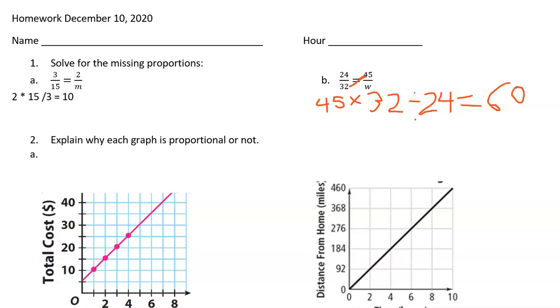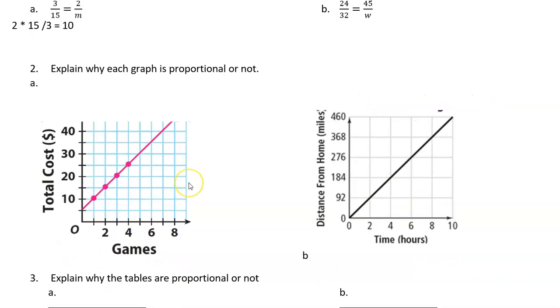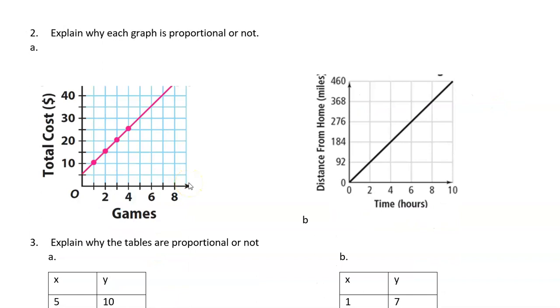Okay, let's scan down to the next one. We have explain why each graph is proportional or not. To be a proportional graph, it has to be a straight line through 0, 0. So this graph would not be proportional because if we look right here at this point, it doesn't go through 0. So because this point's not at 0, it's not proportional. This graph, however, is a straight line, and it starts right here at 0, which means, yes, it would be proportional. Proportional graphs are straight lines going through 0.